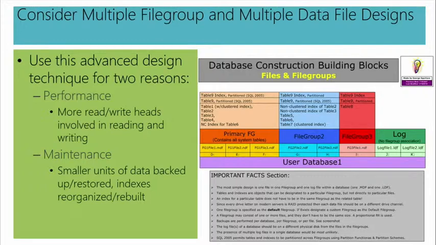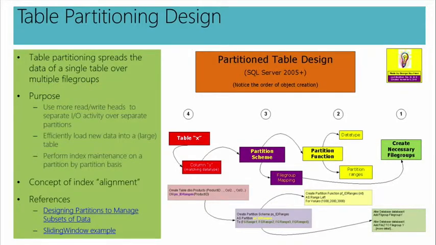Now, the reason that I'm going to go to this design to begin with would be twofold. Performance, meaning more read-write heads involved in reading and writing. That part I already brought out. But maintenance, I have smaller units of maintenance that can be done over smaller units. Awesome. So is there anything else that you would use multiple file groups for, George? I can back up one file or one file group at a time as well.